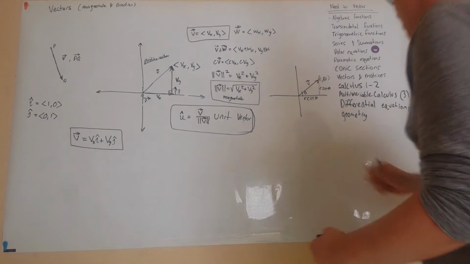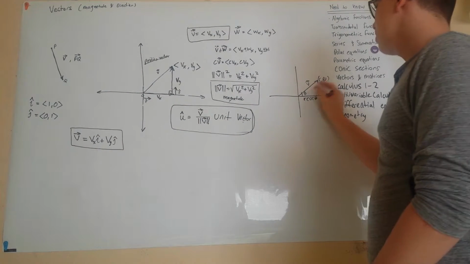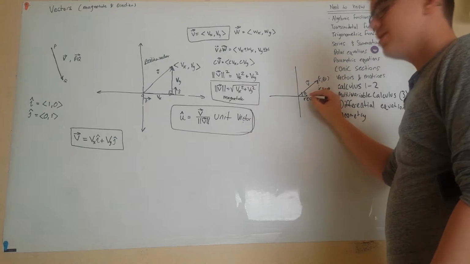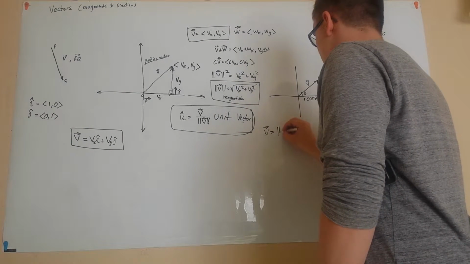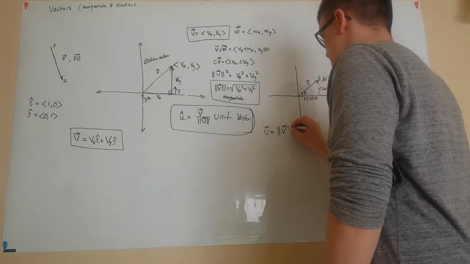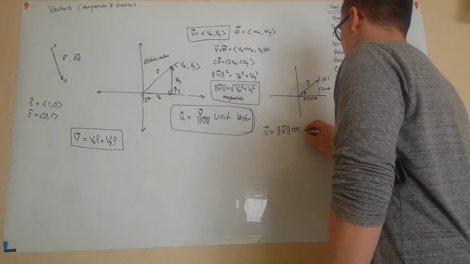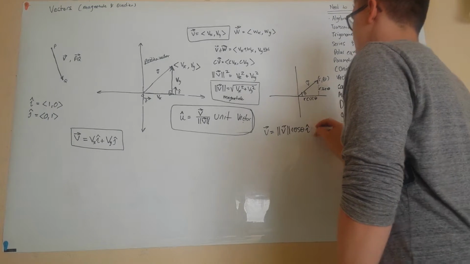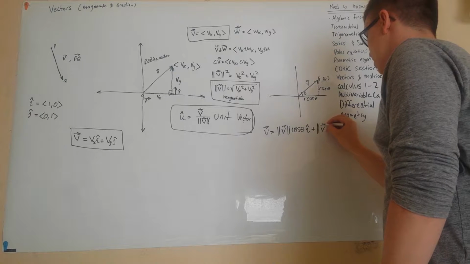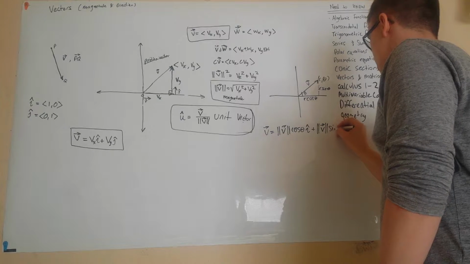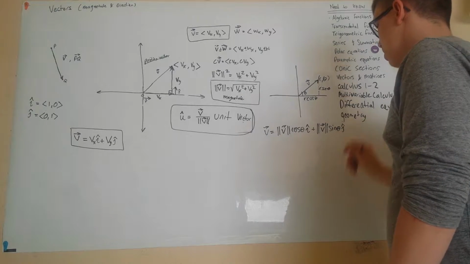We can describe this. What is r in the case of this vector? It's just the magnitude of the vector. This is length r, which is just the magnitude. And vector v equals the magnitude of the vector times the cosine theta times i plus the magnitude of the vector times the sine theta times j.